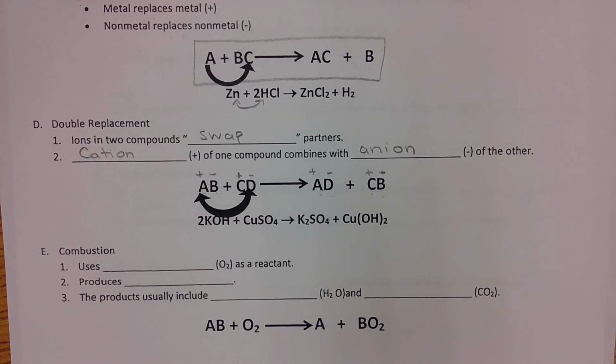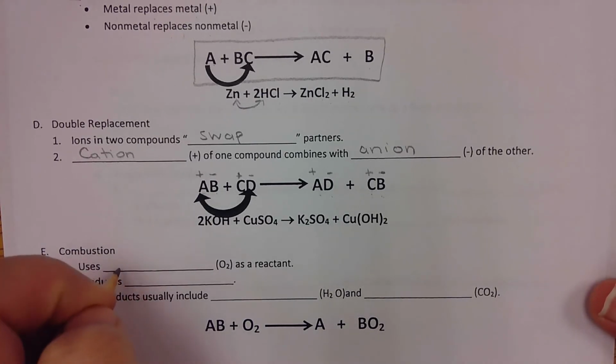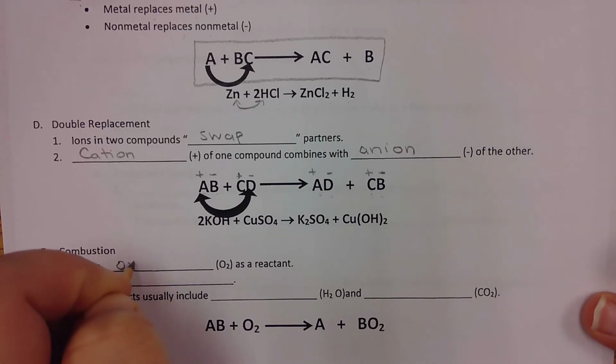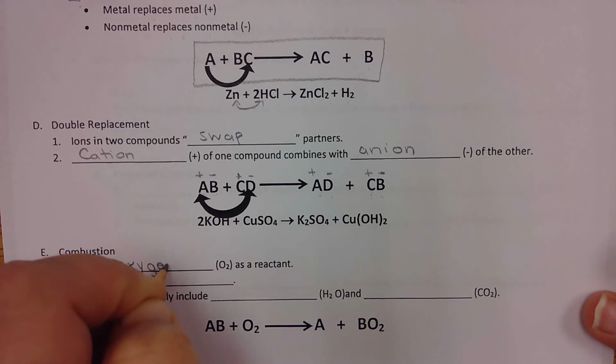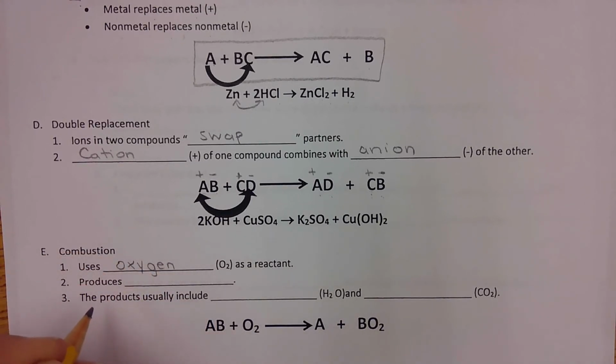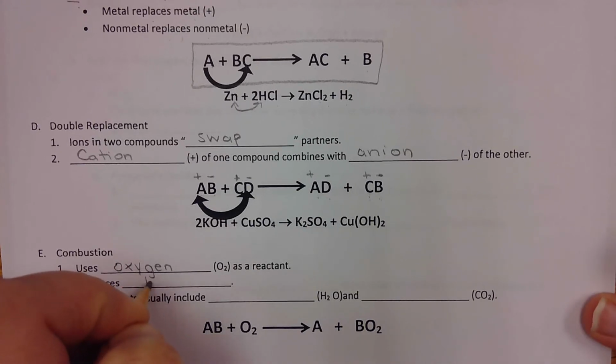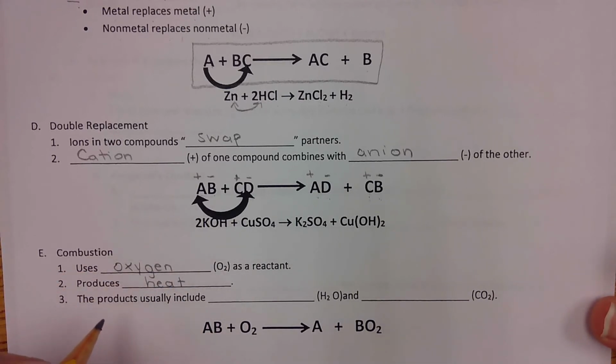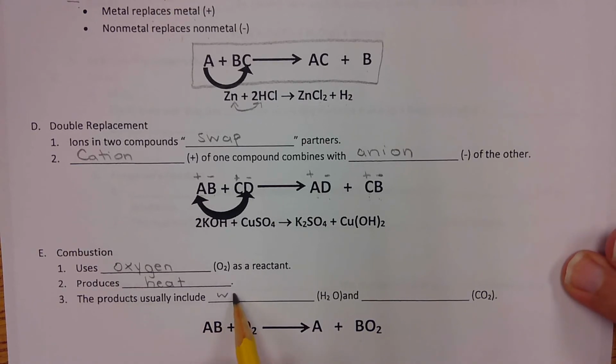The fifth type of reaction is a combustion reaction. It is basically burning, combustion, something burns, right? It uses oxygen as a reactant. So in order to have fire, you always have to have oxygen, right? These combustion reactions produce a lot of heat, obviously. And the products at the end usually include water vapor and carbon dioxide.